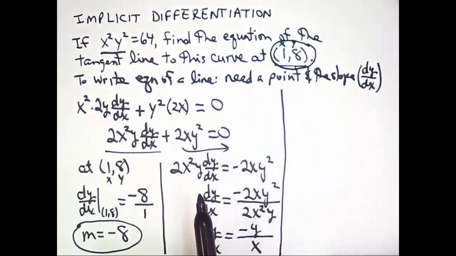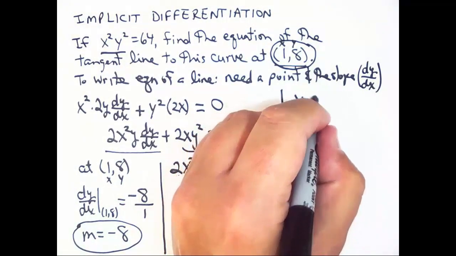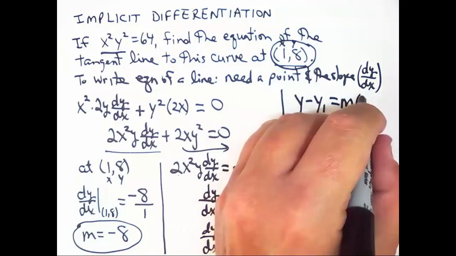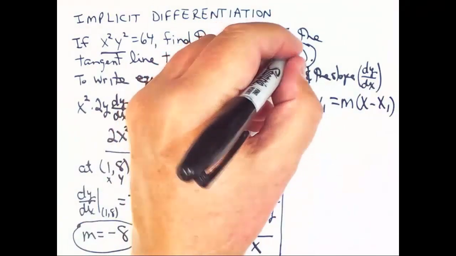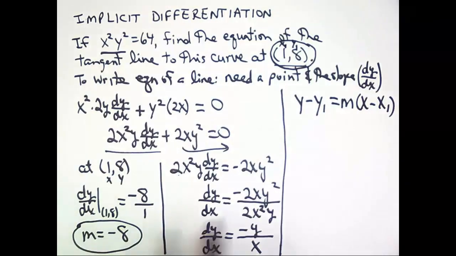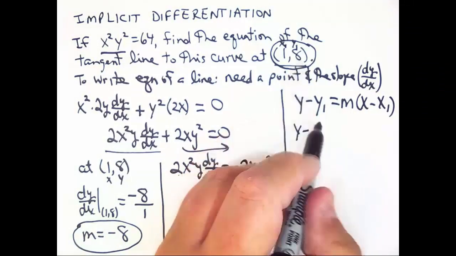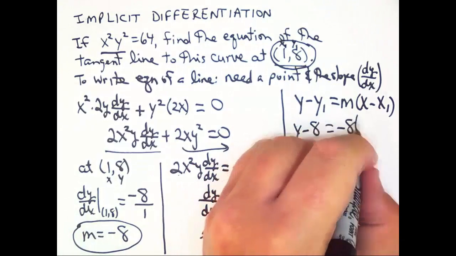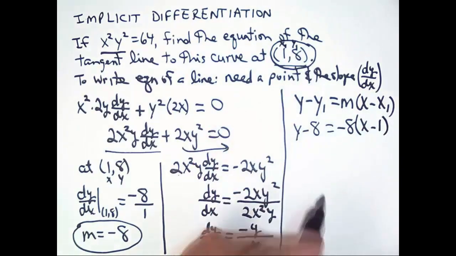Once I have that, I can find the equation of the line in what's called point-slope form. And the point-slope form of a line is y minus y1 equals m times x minus x sub 1. This is like the x sub 1, y1, and this is the slope. So if I plug those numbers in, I get y minus 8 is equal to m, which is negative 8, times x minus x sub 1, which is 1. And we want to simplify that.